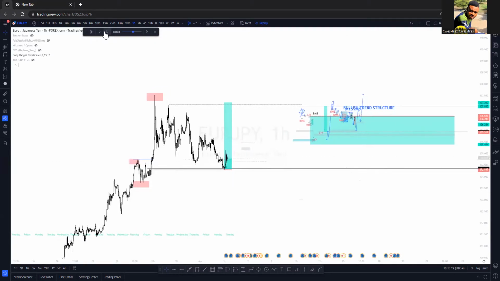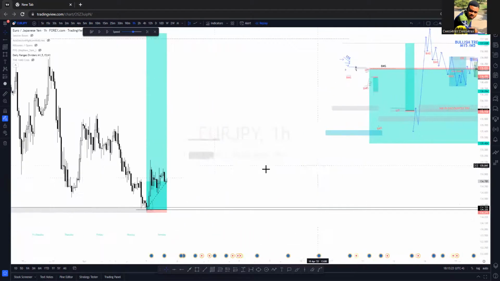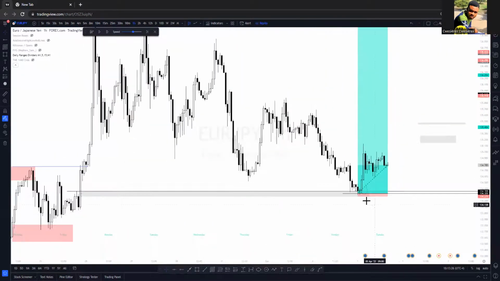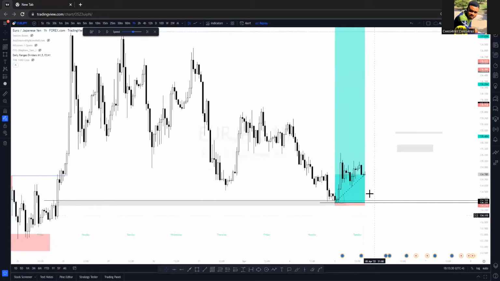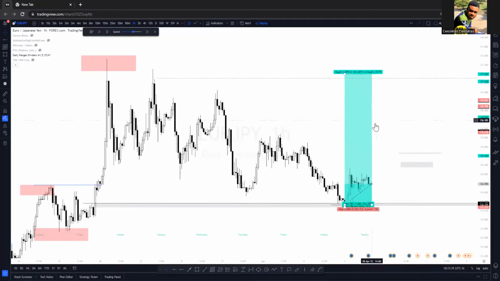You can see price tapped inside this zone over here, which is a 4 pip stop loss, sorry, 5. The risk to reward is 1 to 57, right? Very, very nice one. You can see price pushing all the way to the upside.